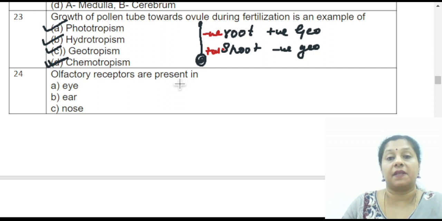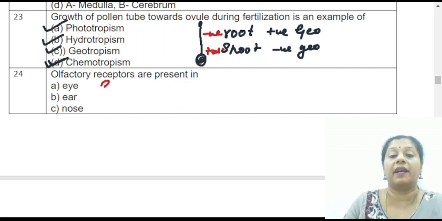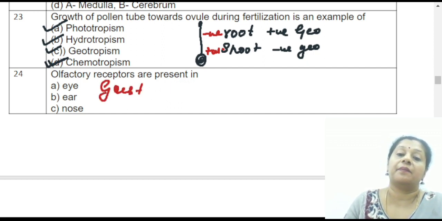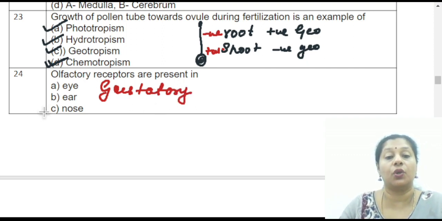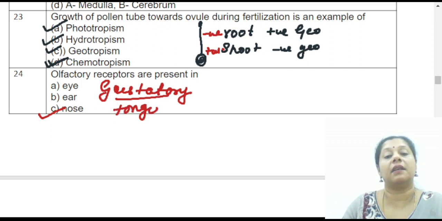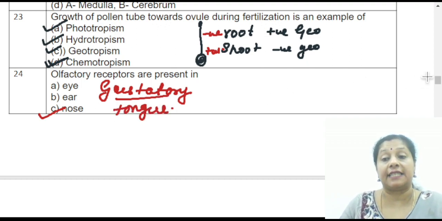Olfactory receptors are present in. We are learning two receptors, olfactory and gustatory. So olfactory receptors receive smell, so they are present in the nose. Gustatory receptors are present in the tongue because they receive the stimulus of taste.